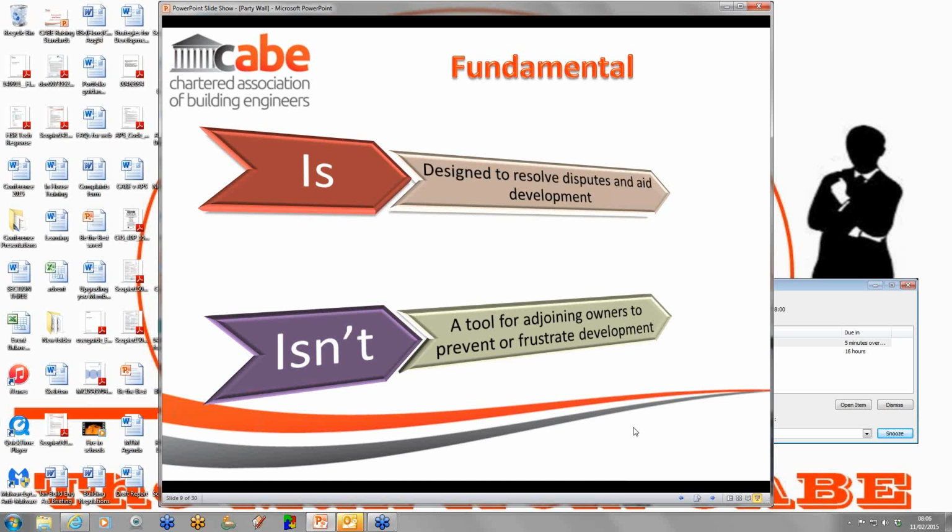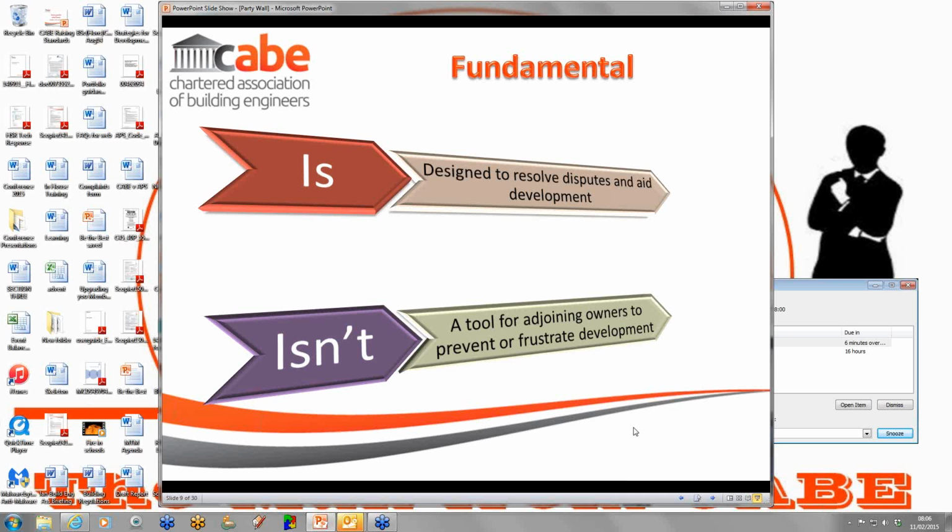Unfortunately, it tends to be seen, particularly by the general public, as a means of frustrating work, or almost a second bite of the cherry if they've been unsuccessful in lodging a comment under the planning process. And that isn't the purpose of the framework, and it's not intended to be something that actually causes the work to be abandoned altogether. It is there really to protect the rights of the individuals involved in the process.